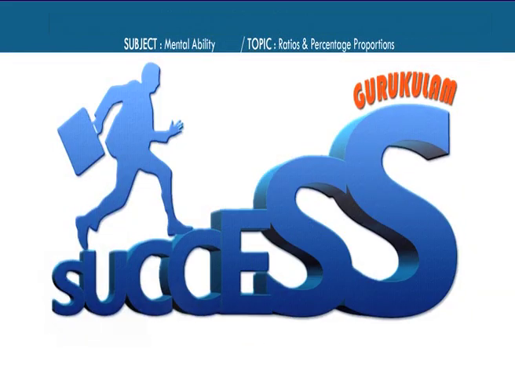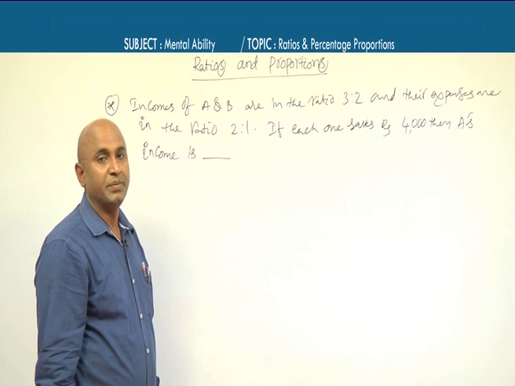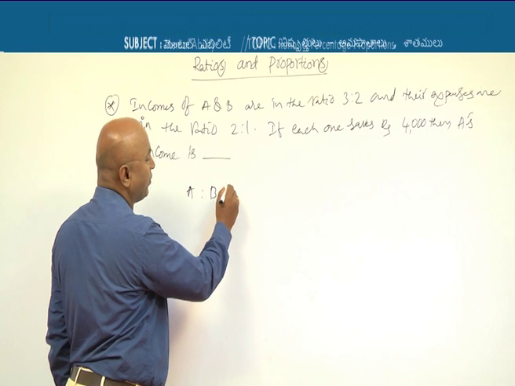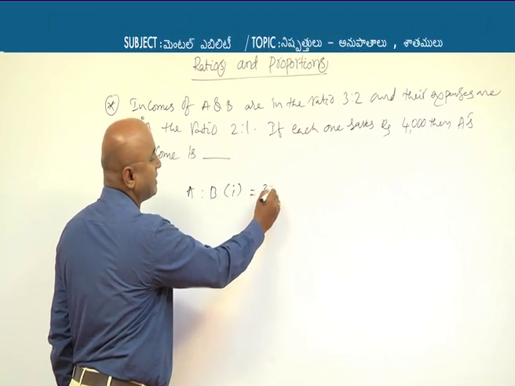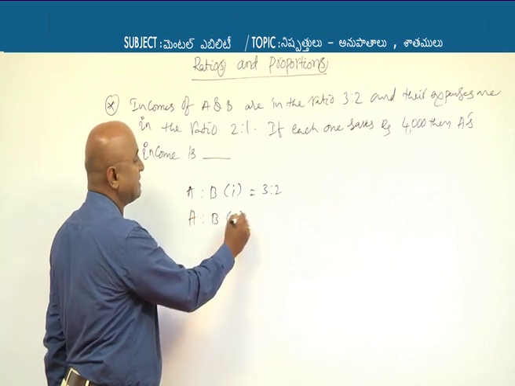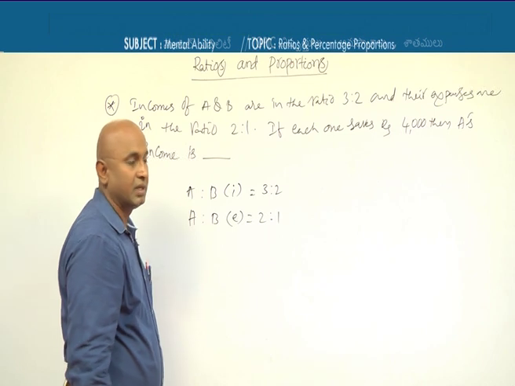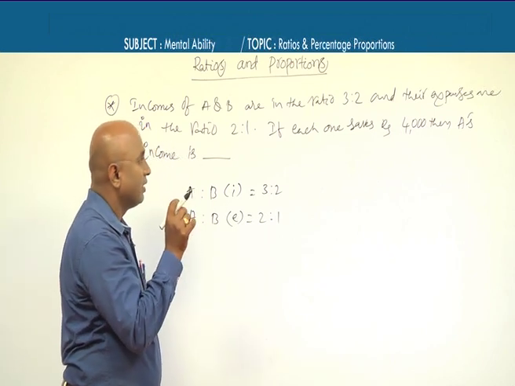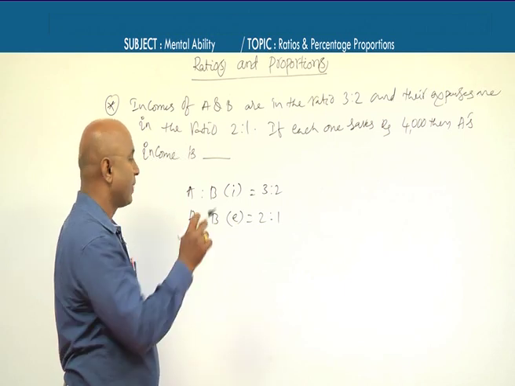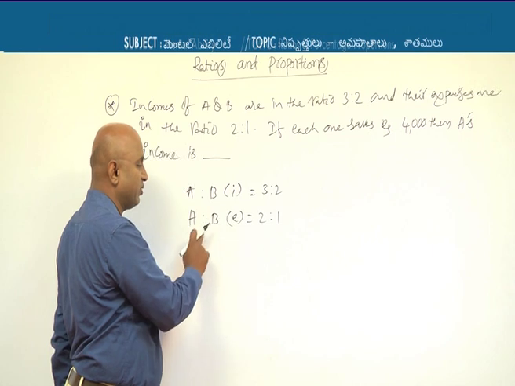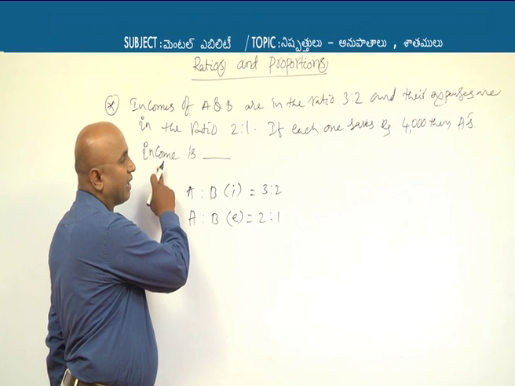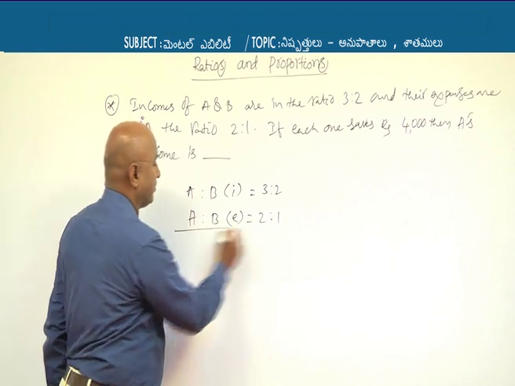Incomes of two persons A and B are in the ratio 3:2. A మరియు B యొక్క ఆదాయాలు 3:2 నిష్పత్తిలో ఉన్నాయి. And the ratio of expenses of A and B is equal to 2:1. Then if each one saves rupees 4,000, then A's income is? AB యొక్క ఆదాయాల నిష్పత్తి 3:2, వాళ్ళ యొక్క ఖర్చుల నిష్పత్తి 2:1 అయితే ఒక్కొక్కరి యొక్క ఆదాయం ఎంత లేదా ఏ యొక్క ఆదాయం ఎంత అంటున్నారు.